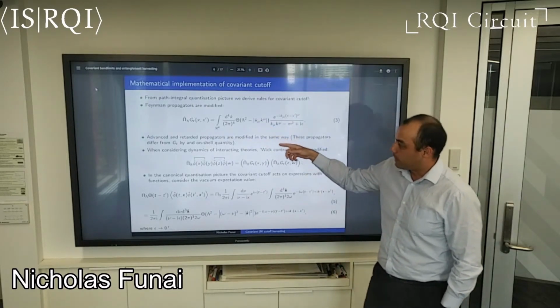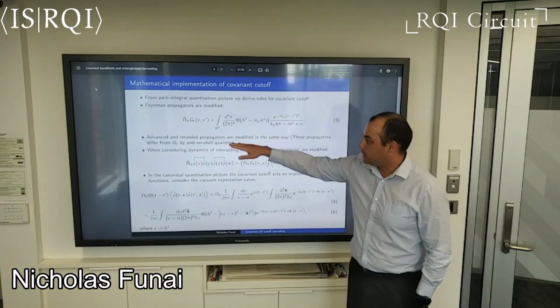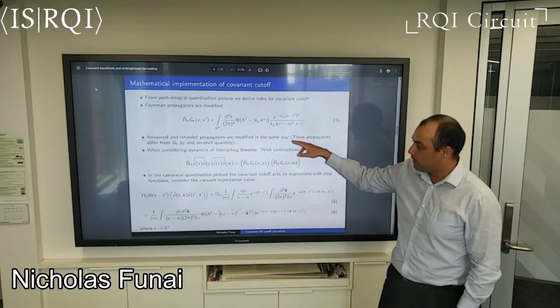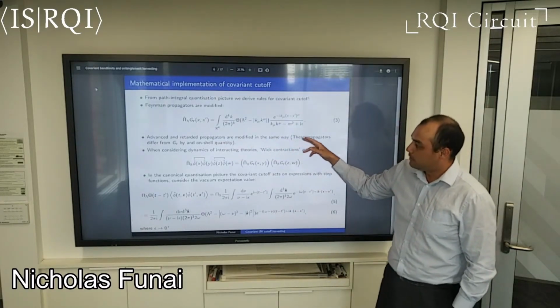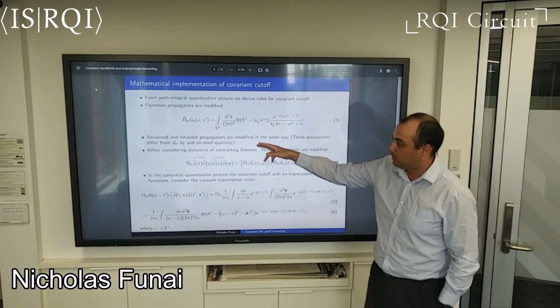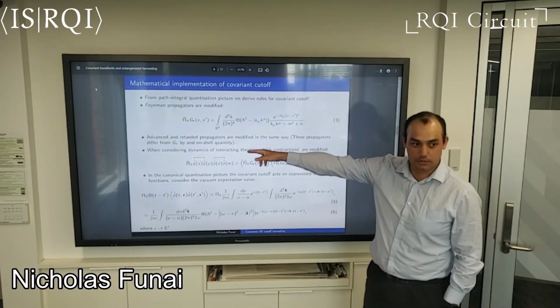It's important to note that advanced and retarded propagators will also be modified in the same way, and that's mainly because these propagators differ from the Feynman propagator purely by a non-shell property, which is unaffected by the cutoff.